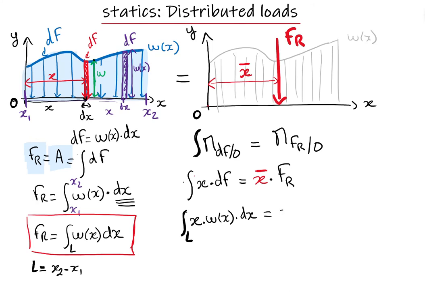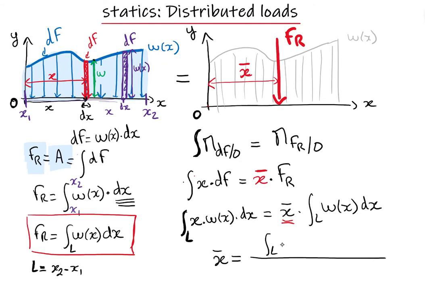And on the right, it's x bar that we are looking for, and FR, we found, is the integral over L of w(x) dx. Our unknown is x bar. So remember, that's what we want to write. We can write that x bar is equal to a huge fraction line: the integral over L of x times w(x) dx, divided by the integral over L of w(x) dx. And we can box this formula.